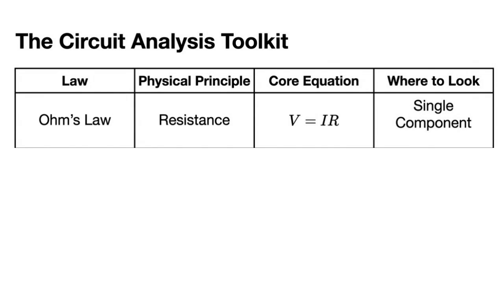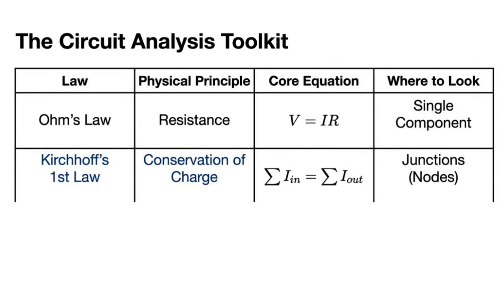We start with Ohm's law, which focuses on resistance and relates the voltage, current, and resistance in a single component through the equation V equals IR. Next is Kirchhoff's first law, based on the conservation of charge. By applying these laws, you can systematically approach circuit analysis, focusing on single components, junctions, or loops as needed.